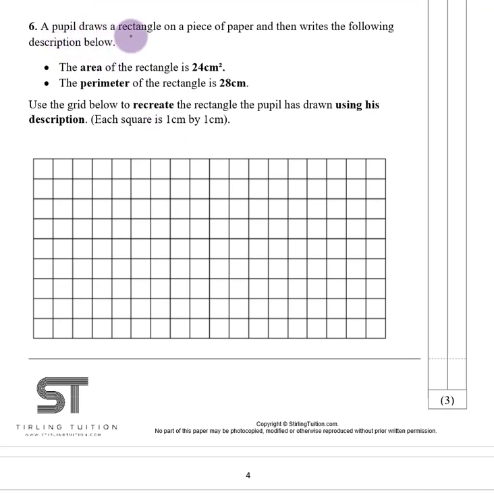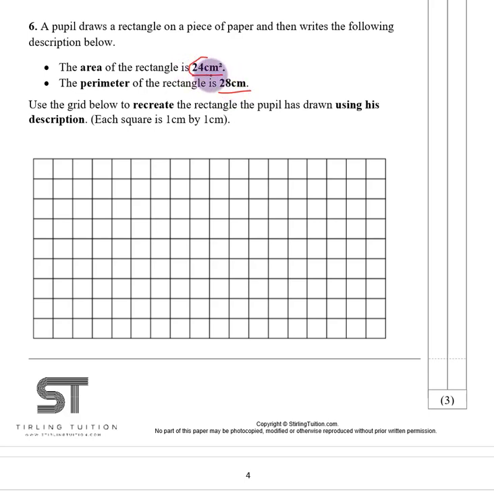Number 6, a pupil draws a rectangle on a piece of paper and then writes the following description below. The area of the triangle is 24 centimeter squares. The perimeter of the rectangle is 28 centimeters. So it says use the grid below to recreate the rectangle that the pupil has drawn using his description. Okay, so we've got an area of 24 and we've got a perimeter of 28.